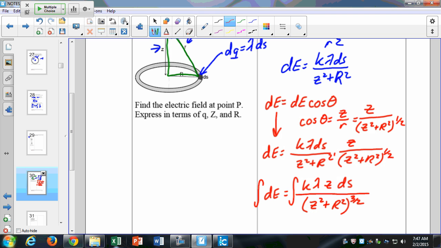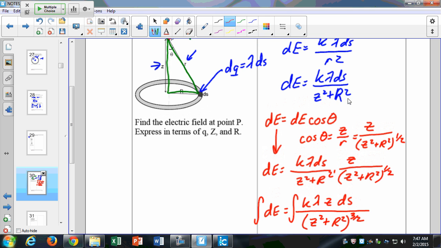So these variables that are constant, I don't need to integrate over. So which of these variables are constant as ds changes? K and lambda we know are constant. Those are just physical constants. But what about z or big R? How do those change as ds changes, as I move around that ring? None of them change, right? They're all independent of ds. So I can take everything out of the integral, and all I'm left with is the integral of ds, which is a really simple integral to do.